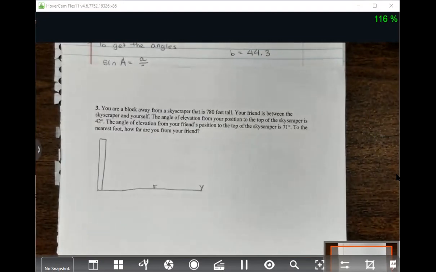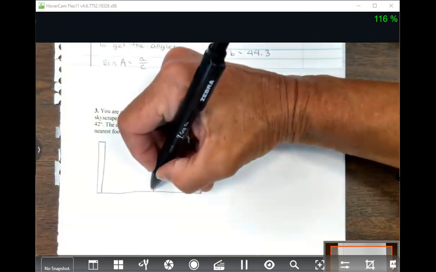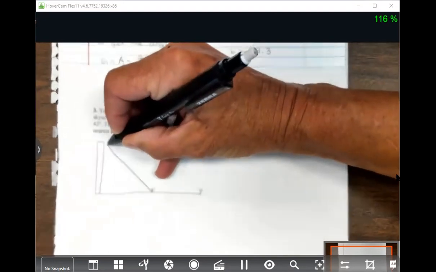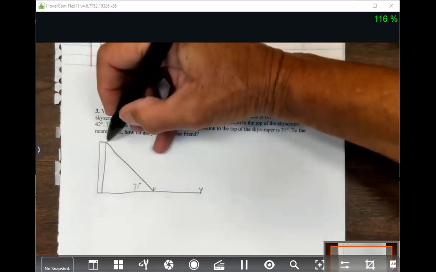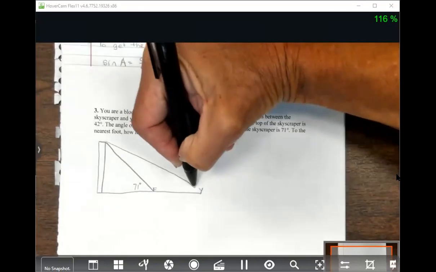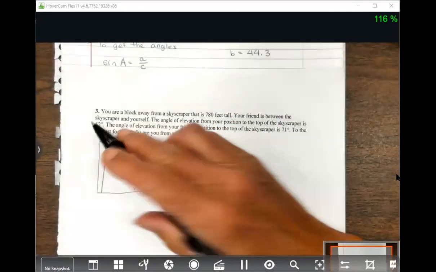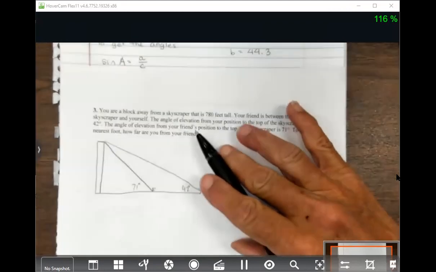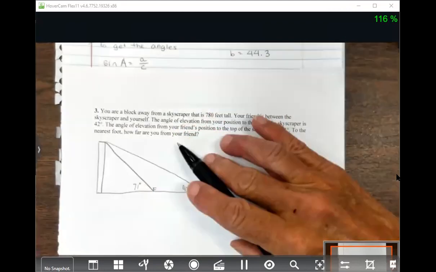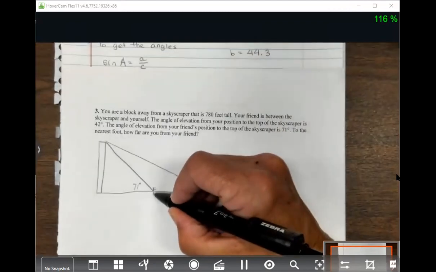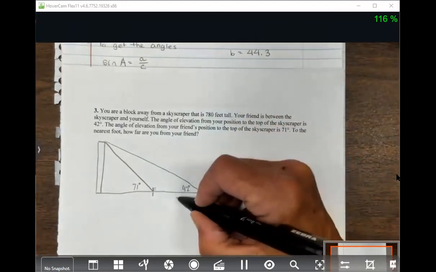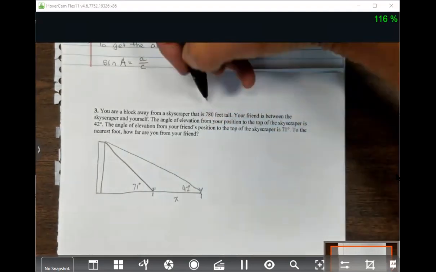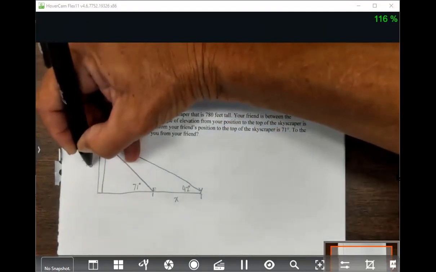Now you're looking up. Your friend is closer, so it's a steeper angle from friend to top. From friend to top was 71 degrees. Now from you to the top is 42 degrees. And the question is, to the nearest foot, how far are you from your friend? So from here to here is what you want to find out, given that the skyscraper is 780 feet tall.